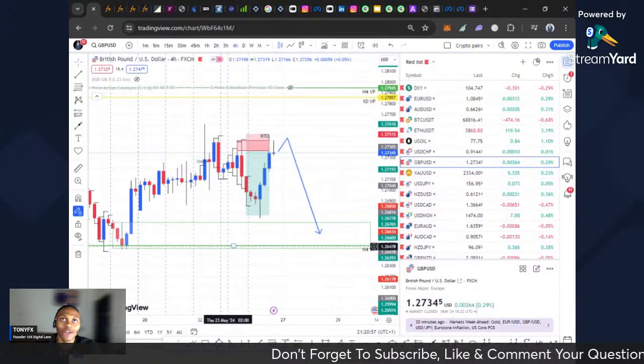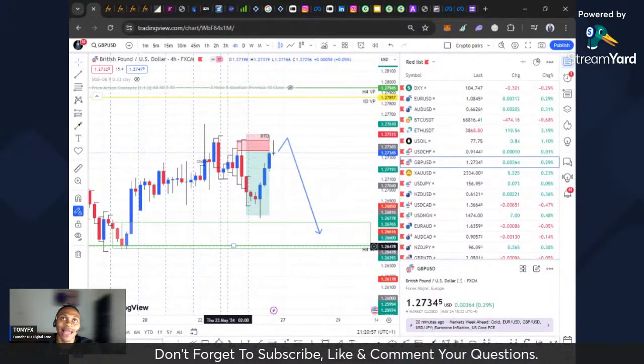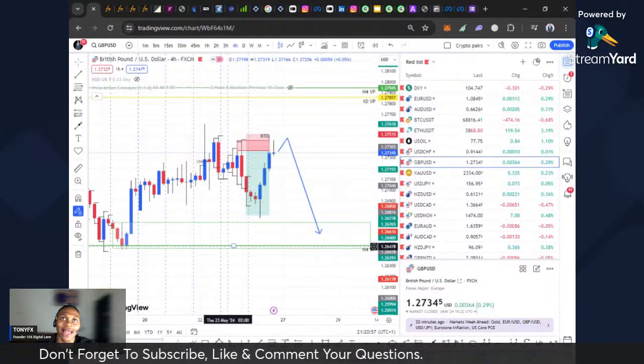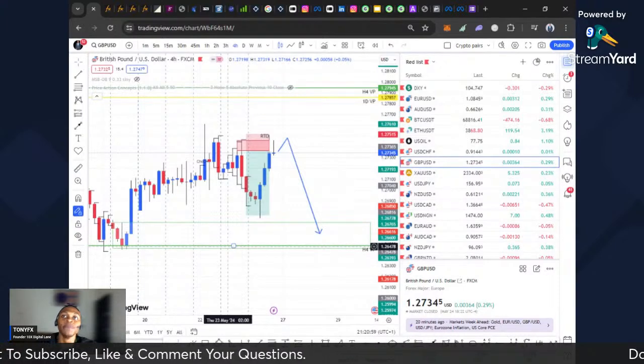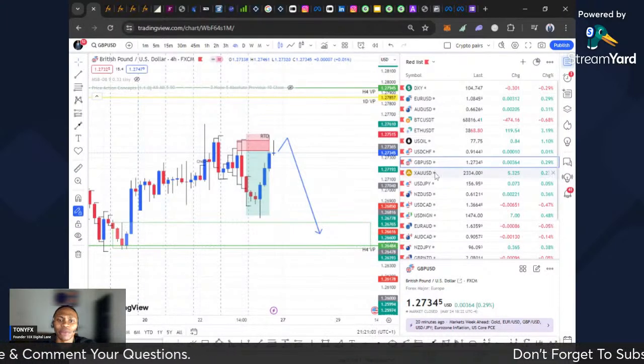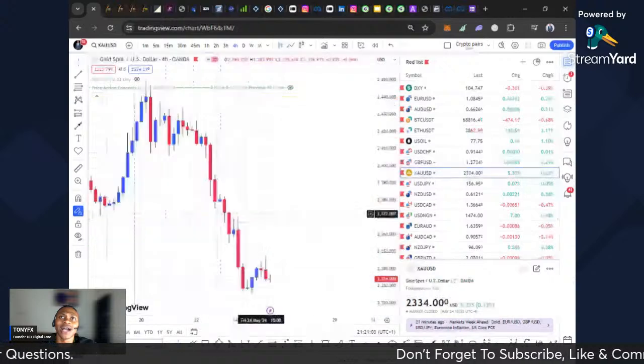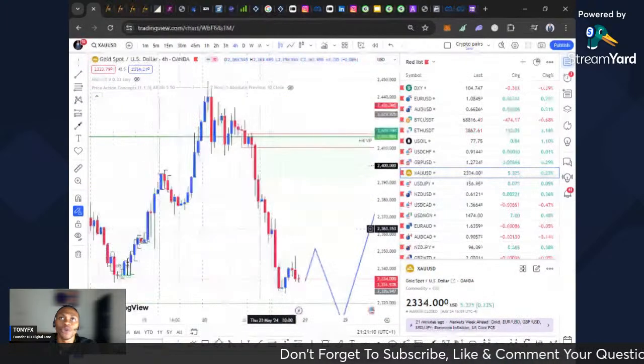The structure is similar. Euro and GBP, they have similar structure. Then the next on our list, which is one of the most popular ones you guys love, XAUUSD.